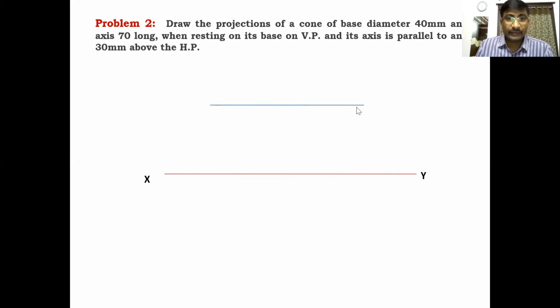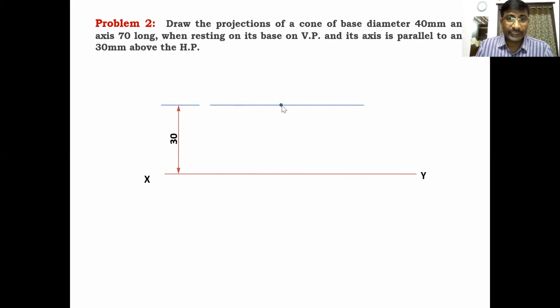Draw a horizontal line parallel to the XY line, at a distance of 30 mm, because the axis must be at a distance of 30. Whenever the axis is 30 mm from the HP, the center of the base circle is 30 mm from it. That's why I'm drawing a horizontal line at 30 mm from the XY line, and locating the center point of the circle here. Locate the center point at any point on that line.